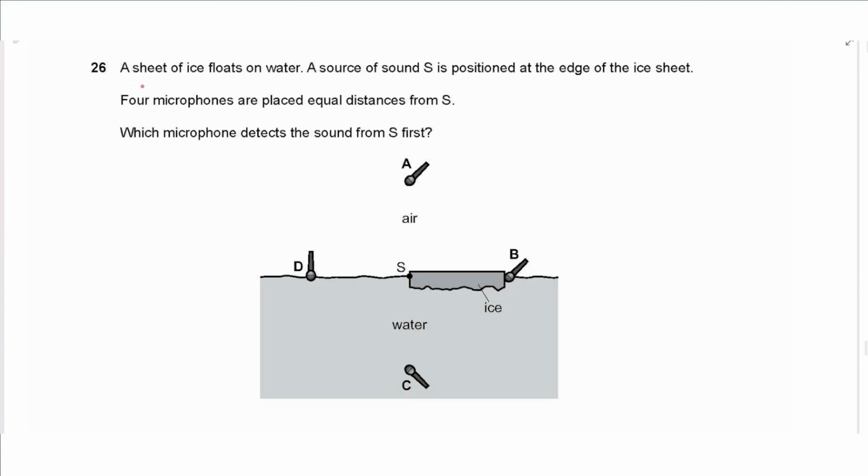Question 26 says a sheet of ice floats on water. A source of sound S is positioned at the edge of the ice sheet. 4 microphones are placed equal distances from S. Which microphone detects the sound from S the first?